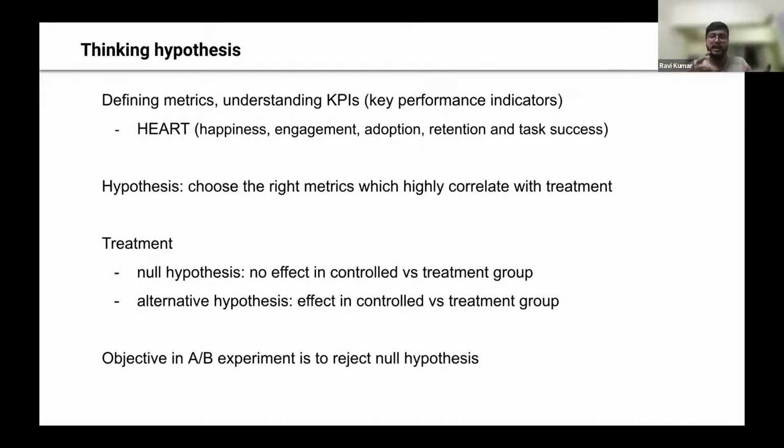So this becomes a kind of indicator. If I launch a feature, this kind of indicator can help me understand the impact I'm getting, and we can think about some kind of hypothesis. Choosing the right metrics should be very correlated to the treatment.